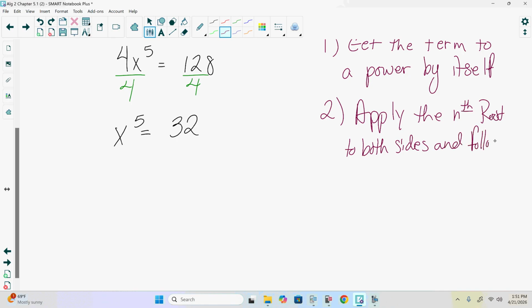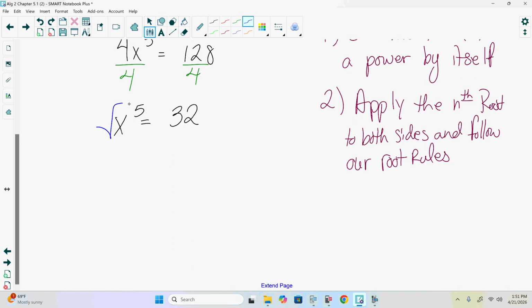And follow our root rules. Root rules, what we did yesterday with our type of real roots that we can get. So now that we have this here, we're going to apply the nth root. Now because our term to a power is to the fifth power, that means we're going to apply the fifth root to both sides. Because the fifth root of x to the fifth, those will simplify to x.